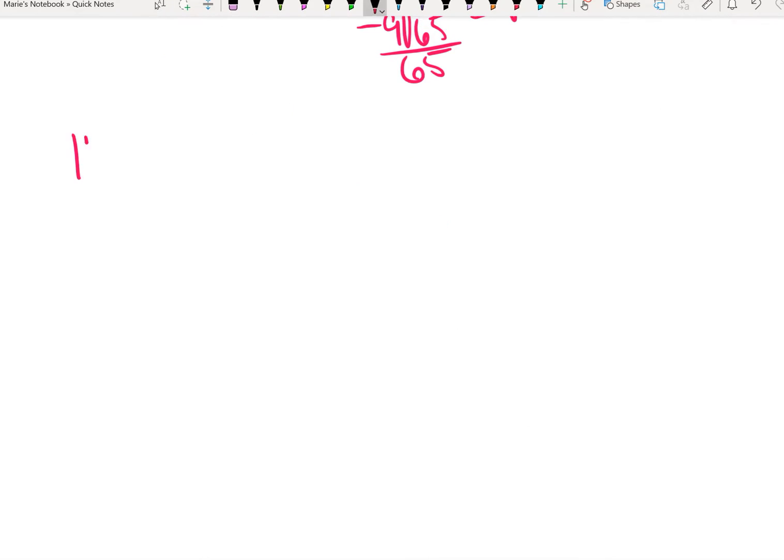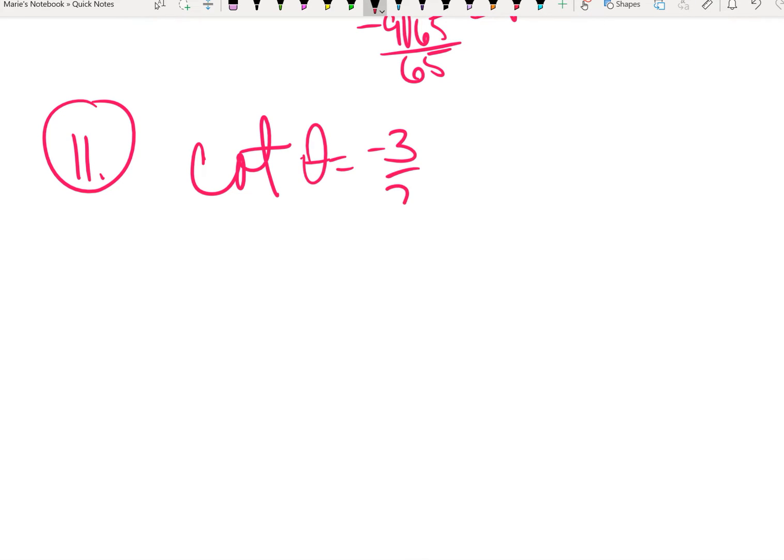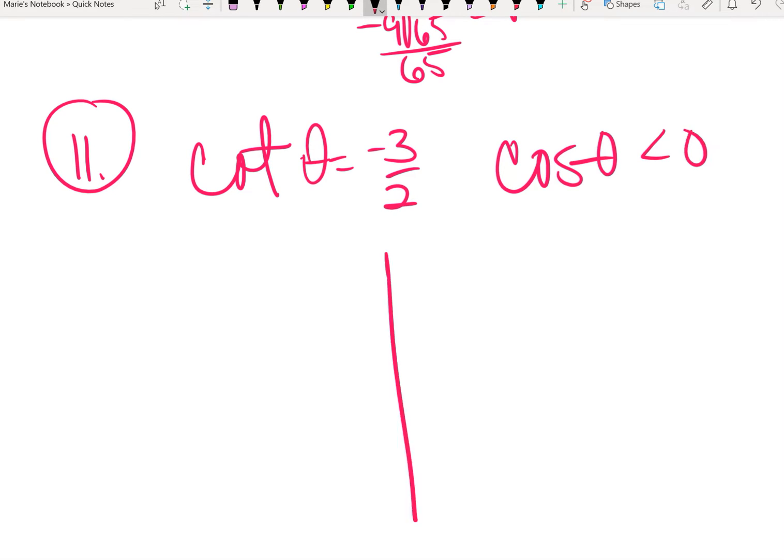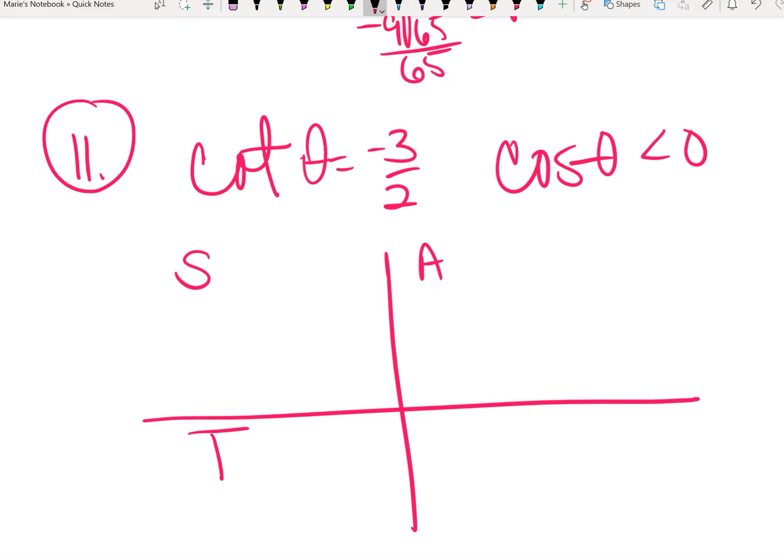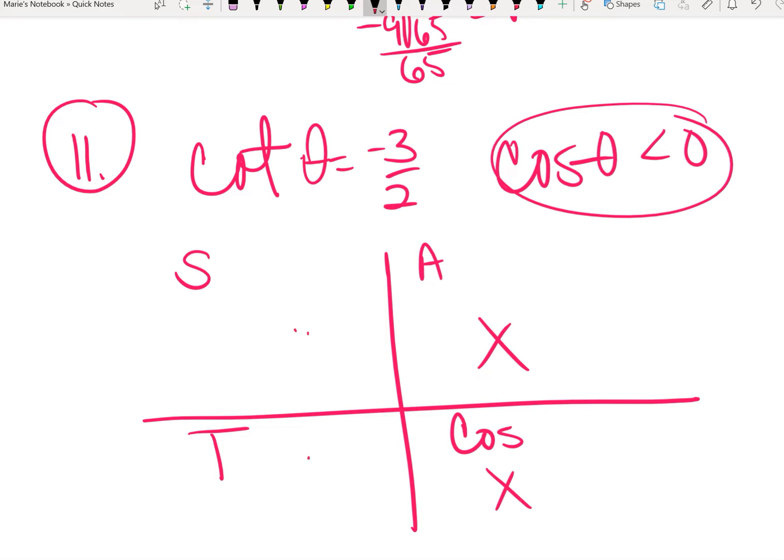Number 11. On number 11, you have cotan of theta is equal to negative 3 over 2. They're also telling you the cosine theta is negative. Okay. All positive. Sine is positive. Tan is positive. Cosine is positive. So if cosine theta is negative, it's not this quadrant and it's not this quadrant. It's one of these two.